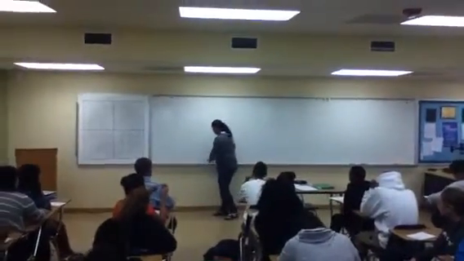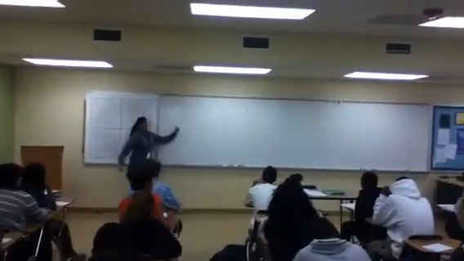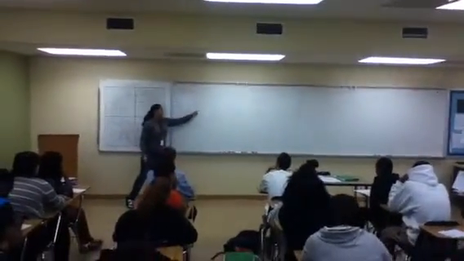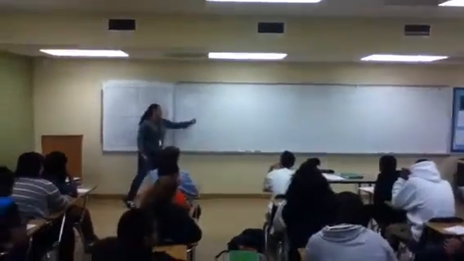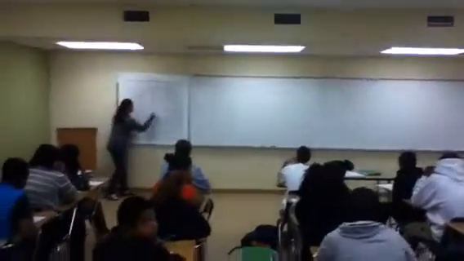So we'll start by graphing the first line, y equals x minus 2. We'll start with the y-intercept, which is negative 2. So we'll come to the y-axis right here and go down to negative 2.